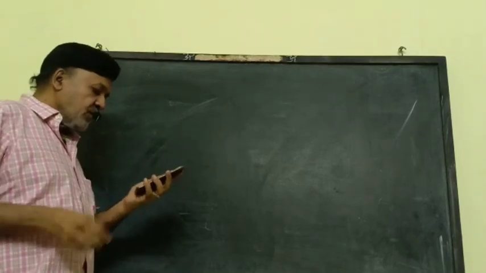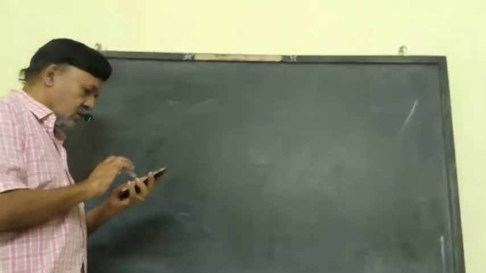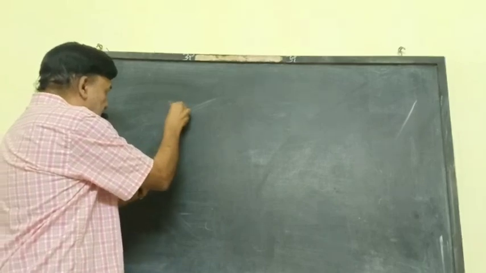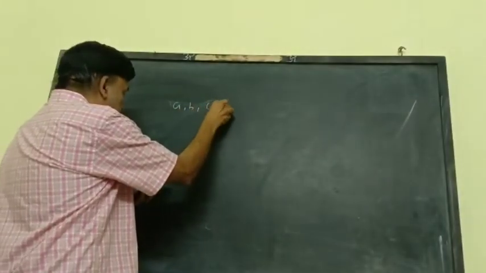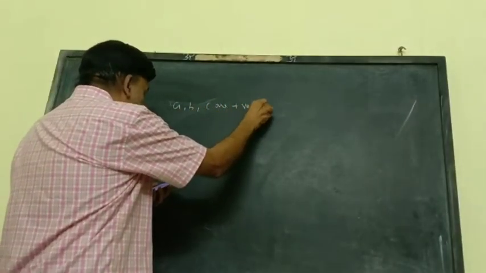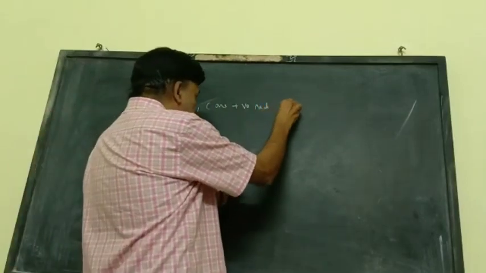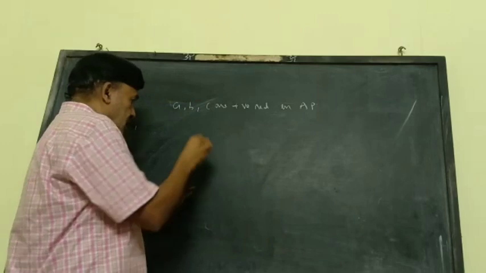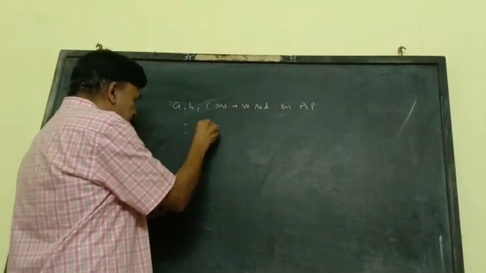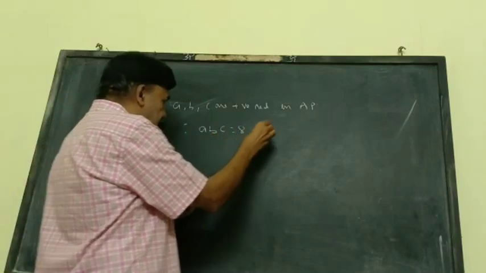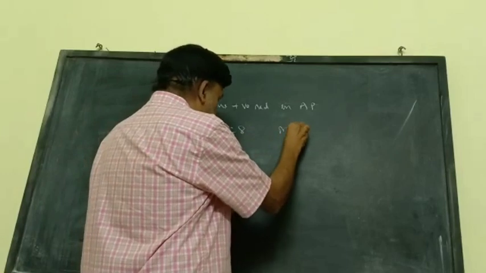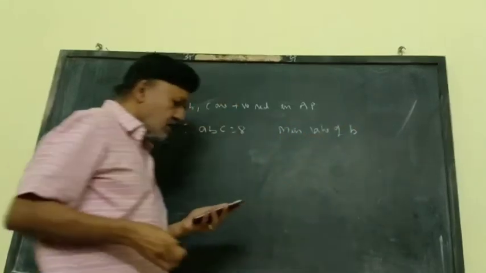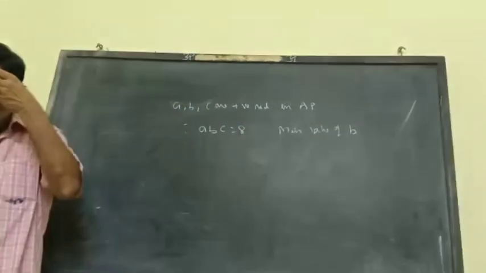Write down this question. A, B, C are positive real numbers in AP such that ABC is 8. Then minimum value of B. Minimum value of B is how much?